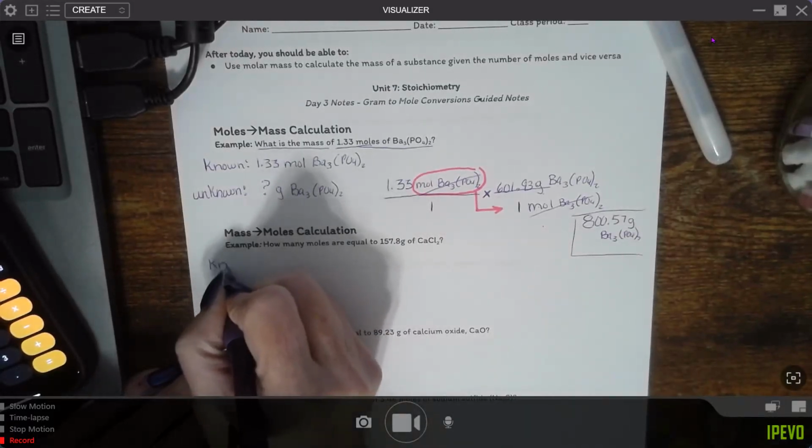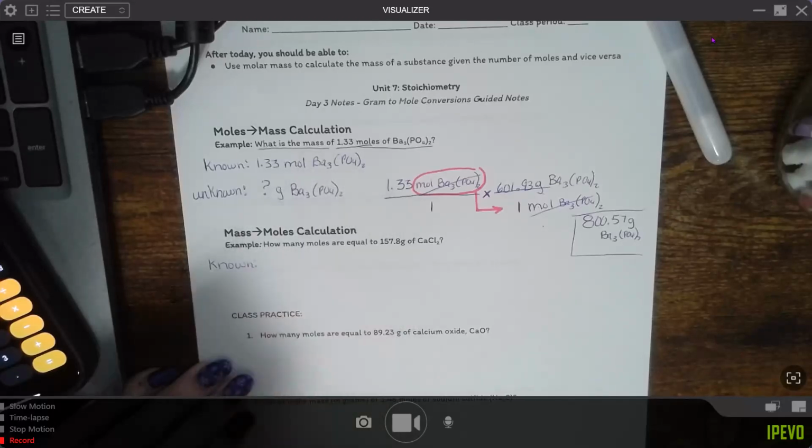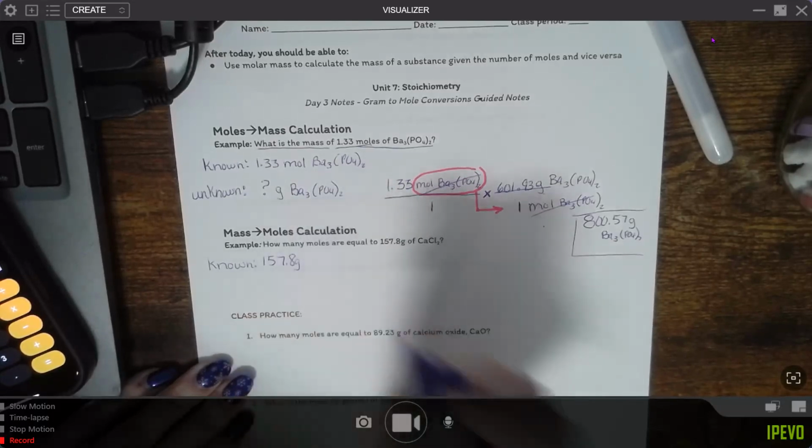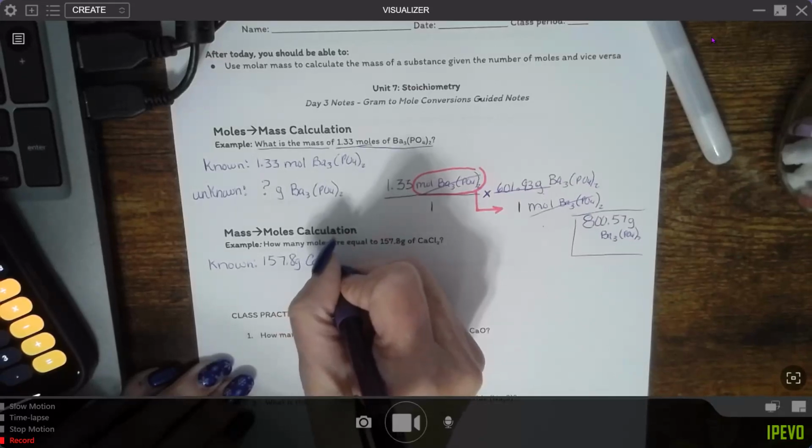So we have our known. In this case, our known is 157.8 grams of calcium chloride.